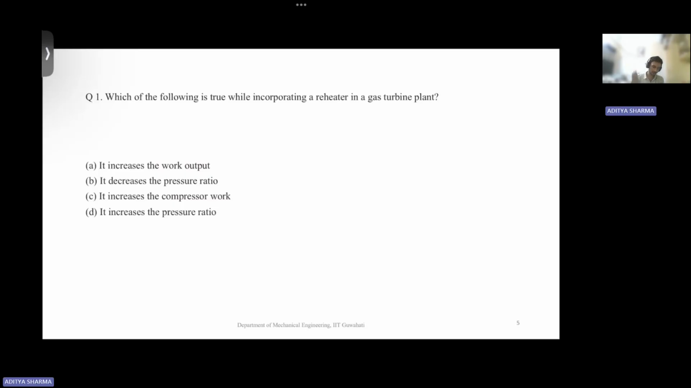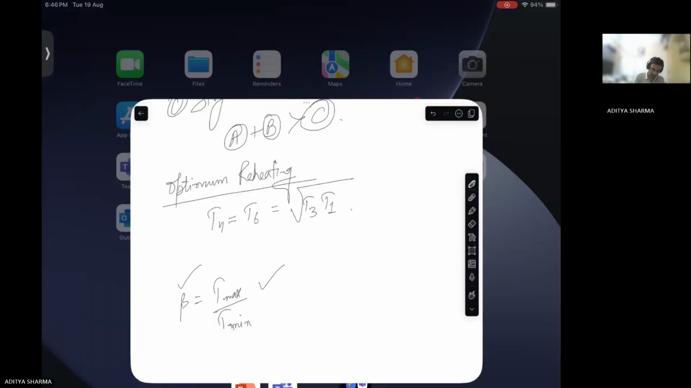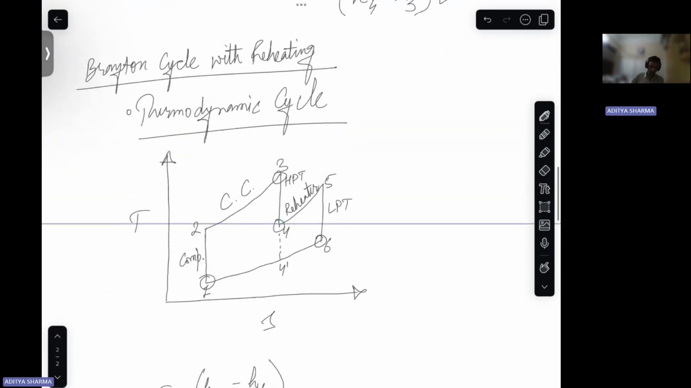Four options have been given. First option is reheater increases the work output. Second is it decreases the pressure ratio. Third is it increases the compressor work. Fourth is it increases the pressure ratio. So out of these four, if you see the reheater's diagram, this is your thermodynamic cycle for your reheater in a gas turbine cycle or Brayton cycle.